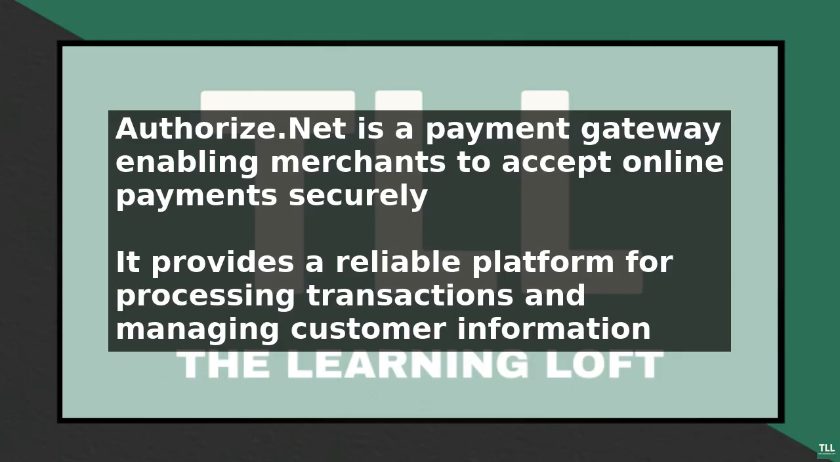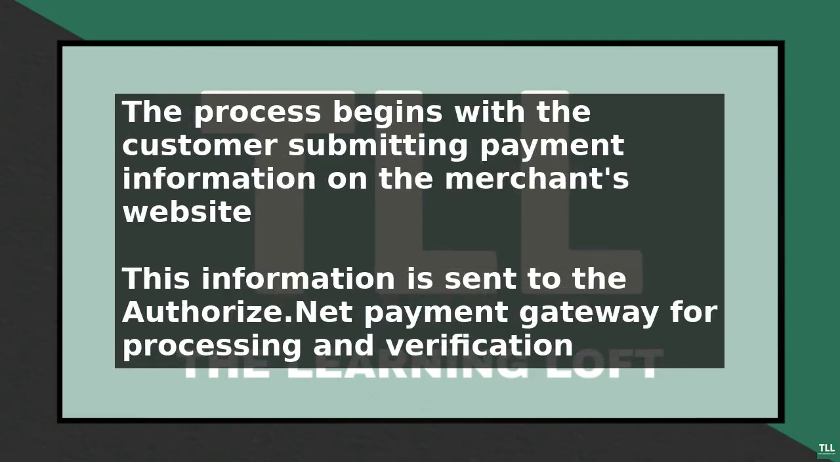The process begins with the customer submitting their payment information, such as credit card details, on the merchant's website. This information is then sent to the Authorize.net payment gateway for processing. The first event in the process is the authorization request.